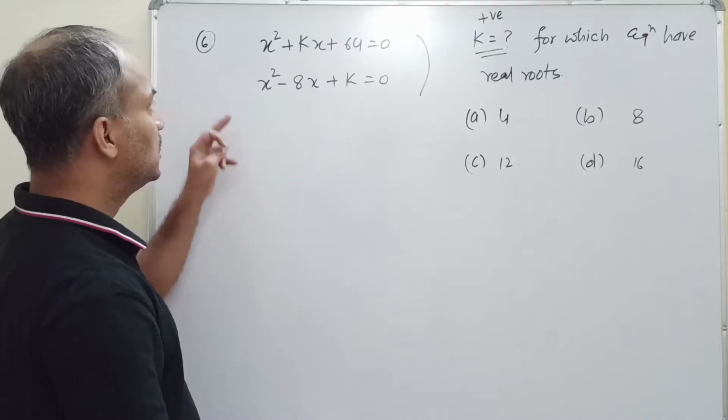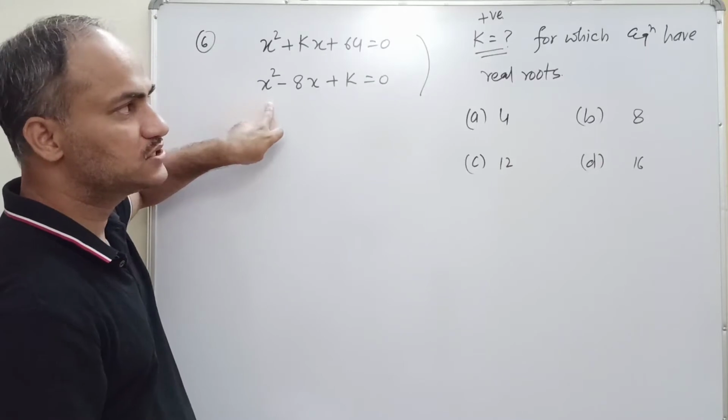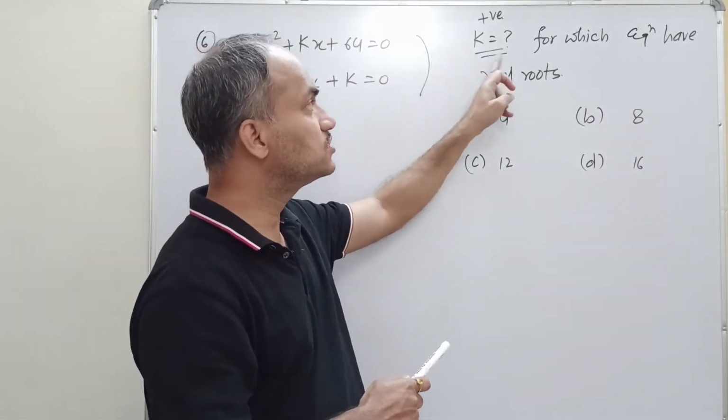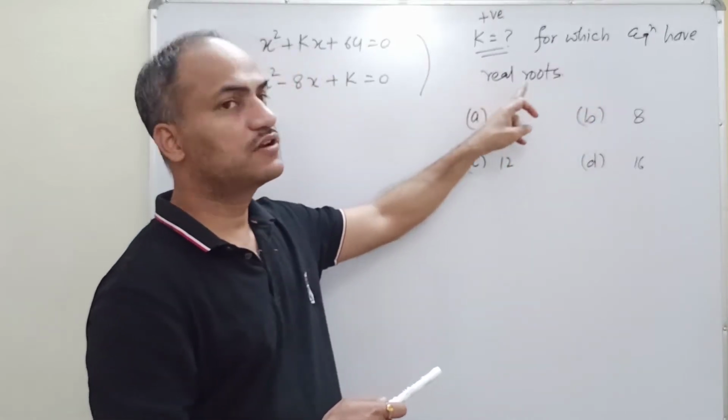Okay. These are the two equations given to us, and we have to find the positive values of k for which the given equations have real roots.